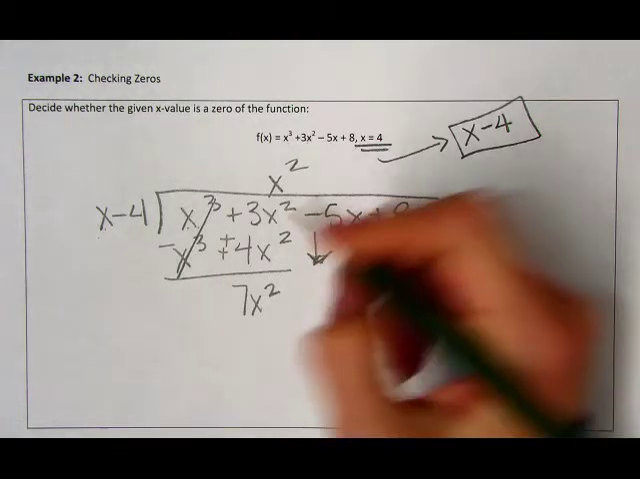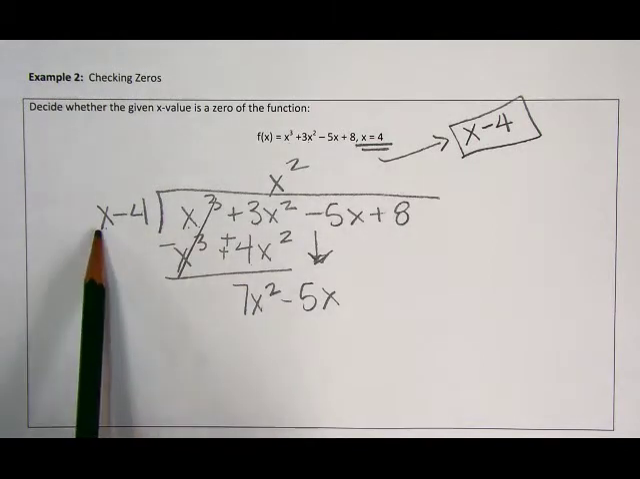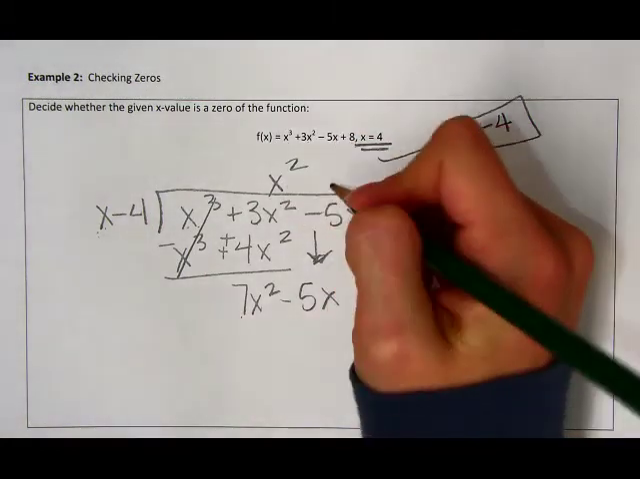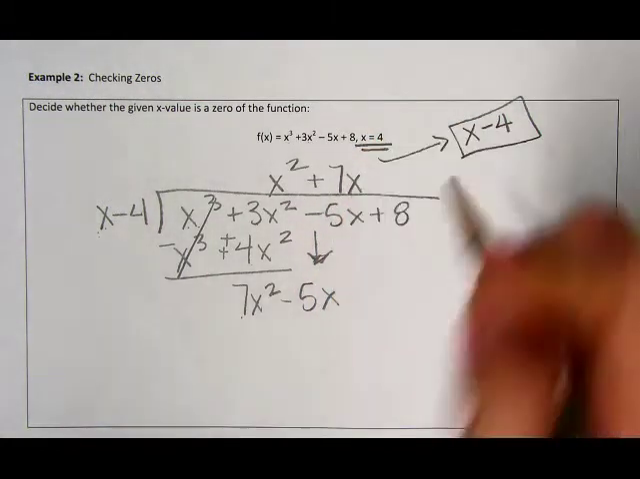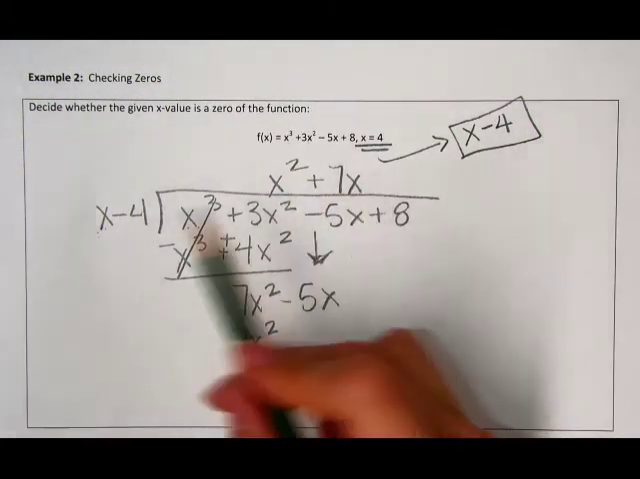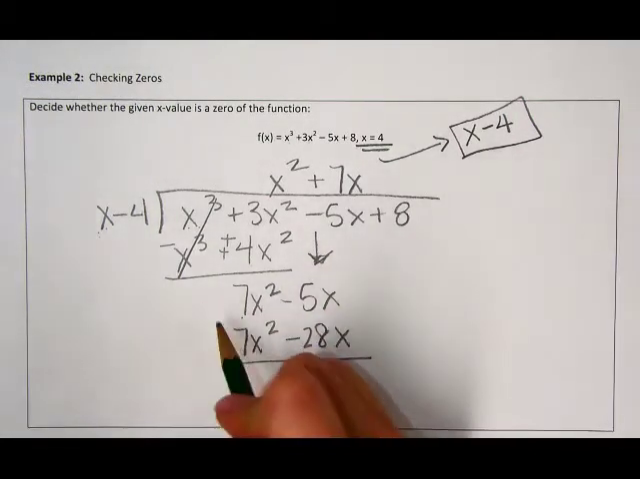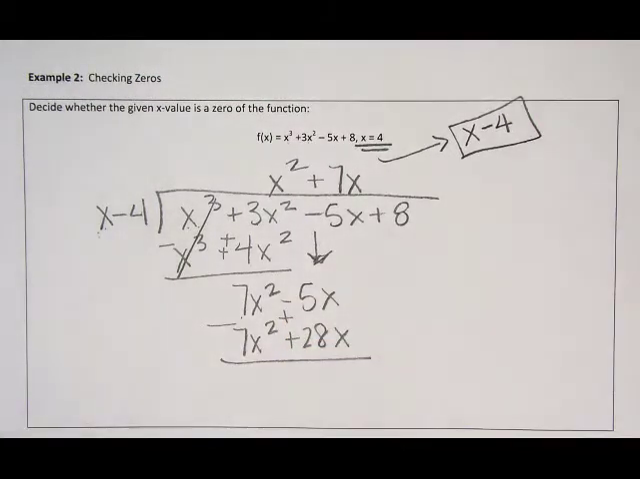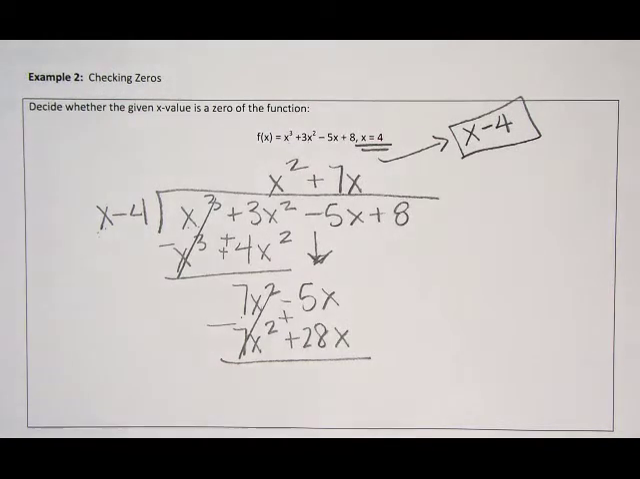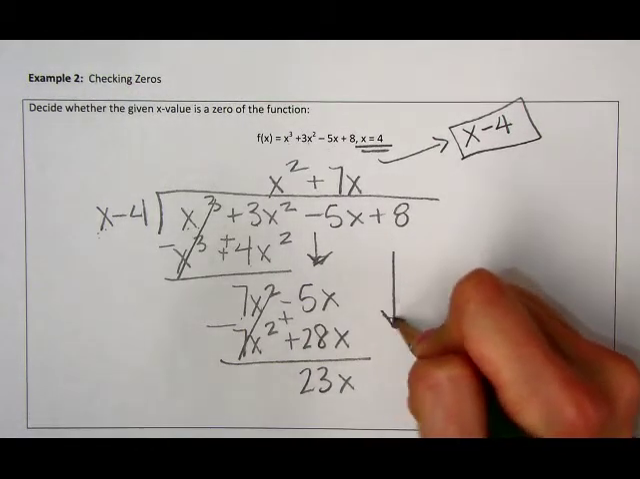My minus 5x I can bring down since I have two terms on the outside. My x is my leading value. My 7x squared is my leading value on the inside. What's missing is my 7x, which gives me my next number on top. 7x times x gives me 7x squared. 7x times negative 4 gives me negative 28x. Subtract, my double negatives change to positive one last time. So this gives me 0, which is what I wanted, and negative 5x plus 28x gives me 23x, bringing down my positive 8.